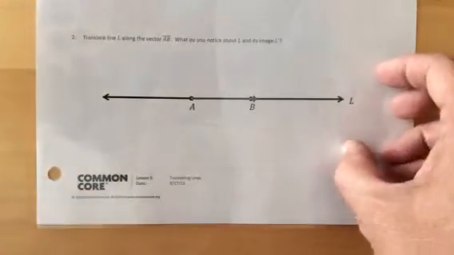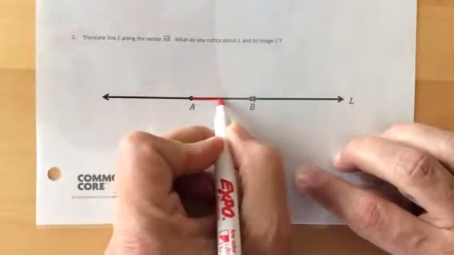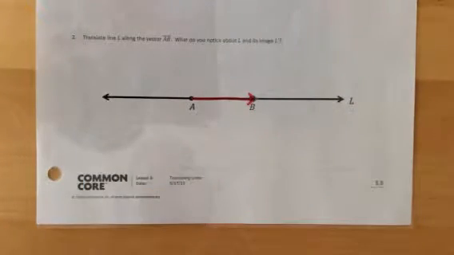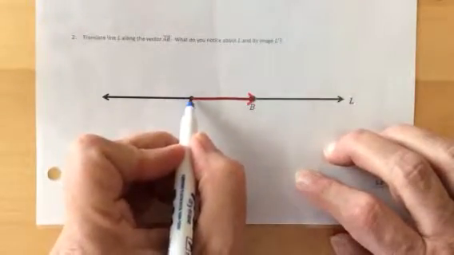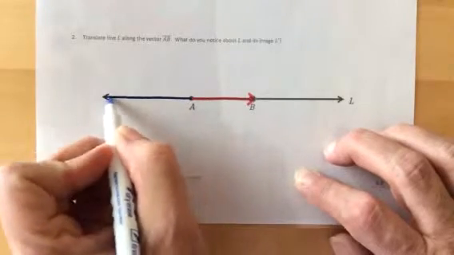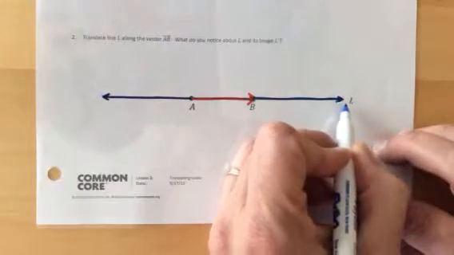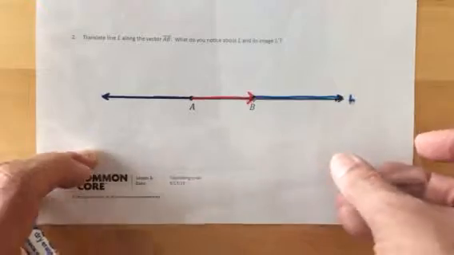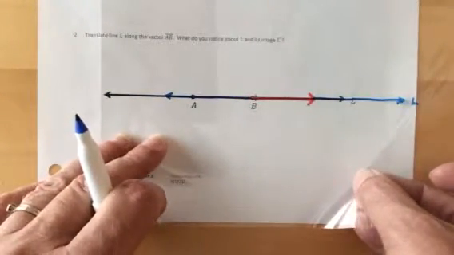Now I'm going to use red whenever I'm tracing my vector. You can use the same color, it doesn't matter, but for my demonstration, I'm going to use red for the vector, and then I'll use blue for whatever it is that I'm going to be translating. So let's make line L blue. So here's line L. And I'm going to translate it along AB. So I'm going to move like so.